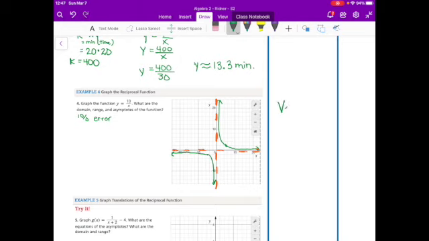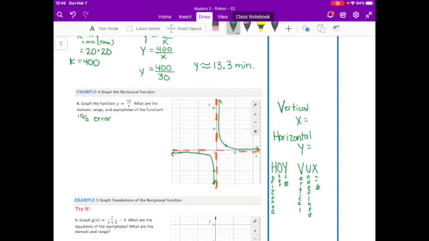So vertical is always x equals, horizontal, we always write that line as y equals. If you need a memory trick, there's an acronym called HOIVUX, and that's what it stands for. Horizontal lines have a slope of 0 and are written as y equals a number. Vertical lines are undefined in slope, and they're written as x equals a number.